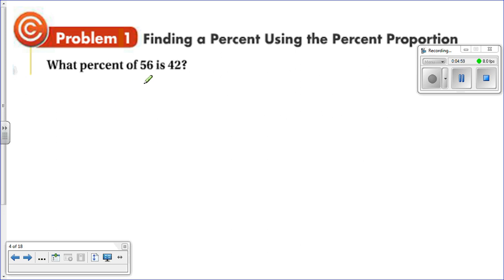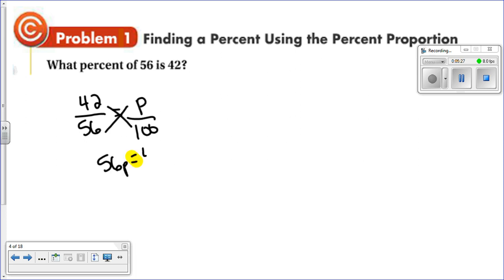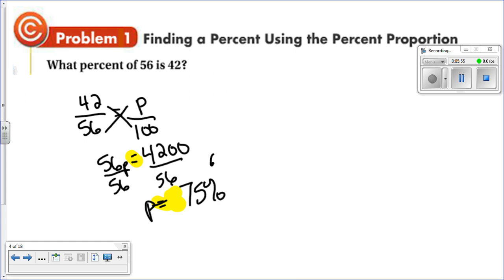So let's set the second one up. What percent of 56 is 42? The "of 56" tells you that 56 is your base, 42 is the part. So we're going to say 42 equals, and you can use any variable you want. You can use p like they did, or you can use x, and we're going to put it over 100. If we cross multiply, we get 56p equals 4200. If we then divide by 56, you get p equals 75%.